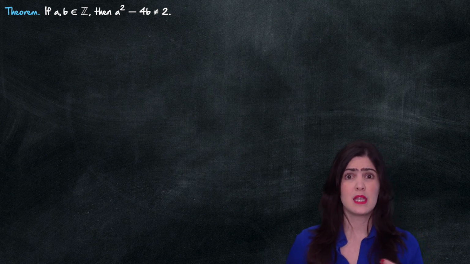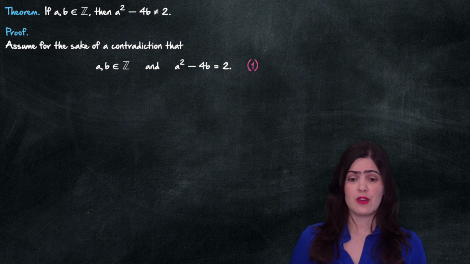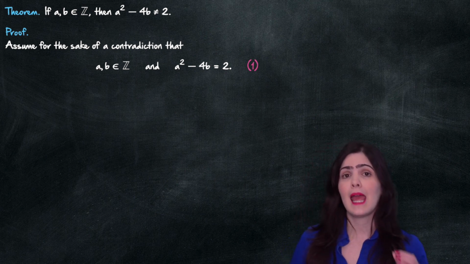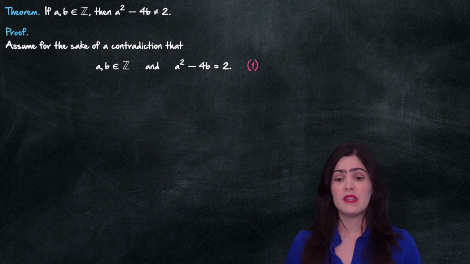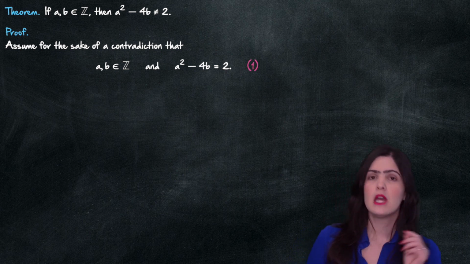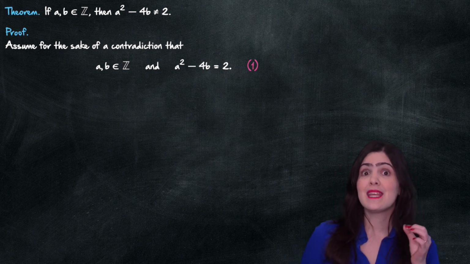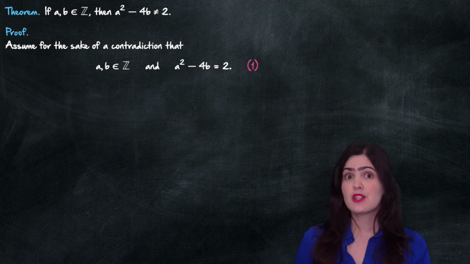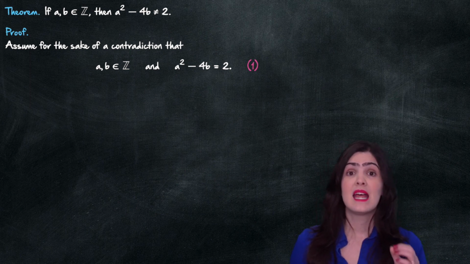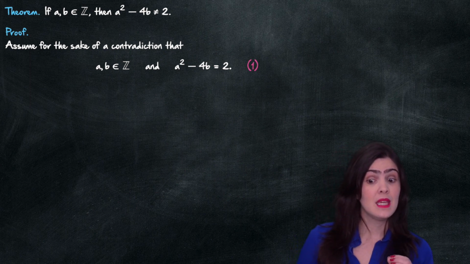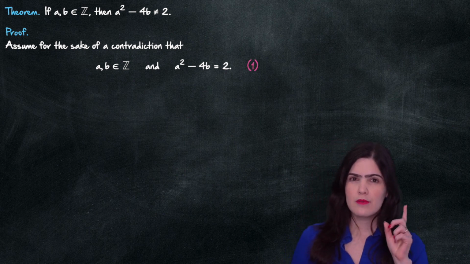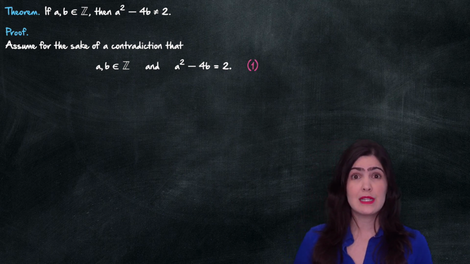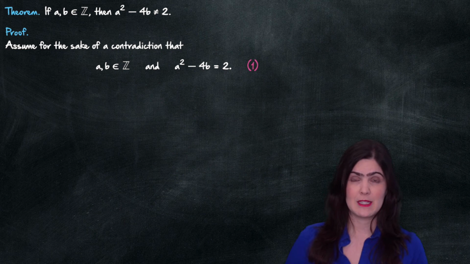So how can we do this by contradiction? Well, we're going to assume for the sake of contradiction that a and b are integers and a squared minus 4b is equal to 2. Why did I assume this? Remember, we are assuming the negation of our statement, and the negation of a statement of the form if P then Q is P and not Q. If you're having trouble remembering what the negation of a conditional statement is, please make sure that you take a look at the video where I explain the negation of conditional statements.